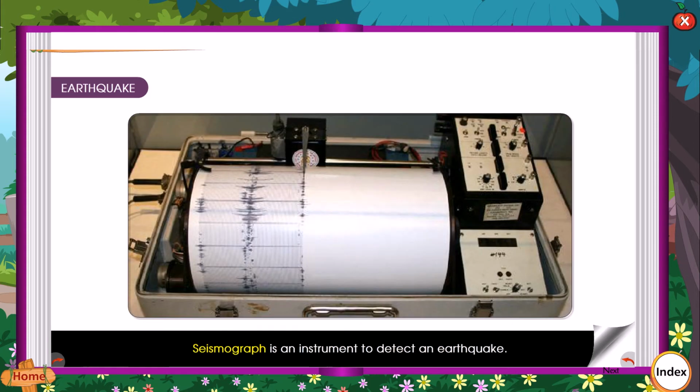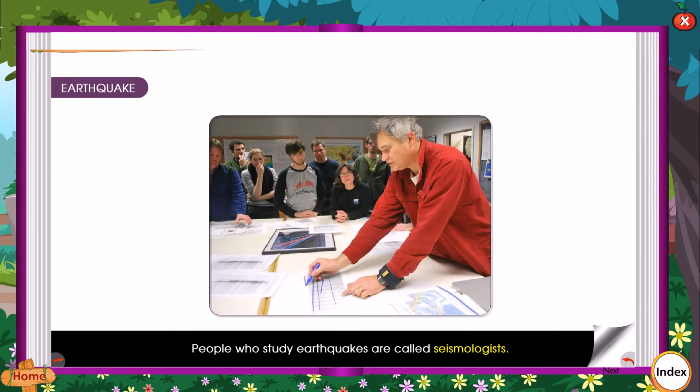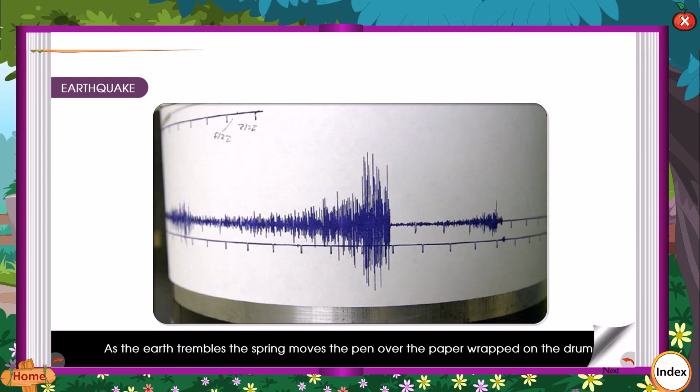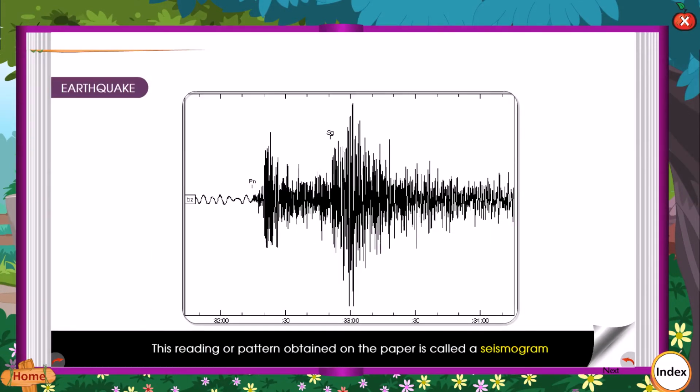Seismograph is an instrument to detect an earthquake. People who study earthquakes are called seismologists. The seismograph consists of a frame, a spring, a stone, a drum, paper, and a pen. As the earth trembles, the spring moves the pen over the paper wrapped on the drum. This reading or pattern obtained on the paper is called a seismogram.